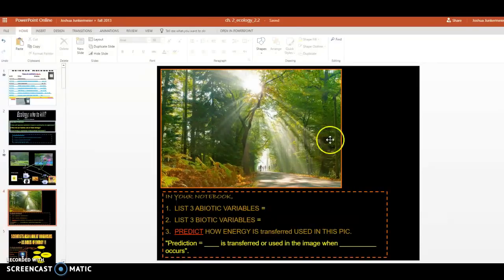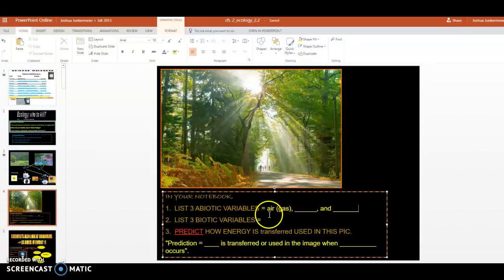So let us look at this image on slide 4. Hopefully you've written that down, that it's slide 4. And now we want to answer these 3 questions. Question number 1 says, list 3 abiotic variables in the image. Here's one. So in your notebook you could write air, which is gas, right? Blank, and blank, right? So make sure you finish all 3, or try to think of 3. If you have trouble thinking of 3, we'll talk about it in class and settle it out.